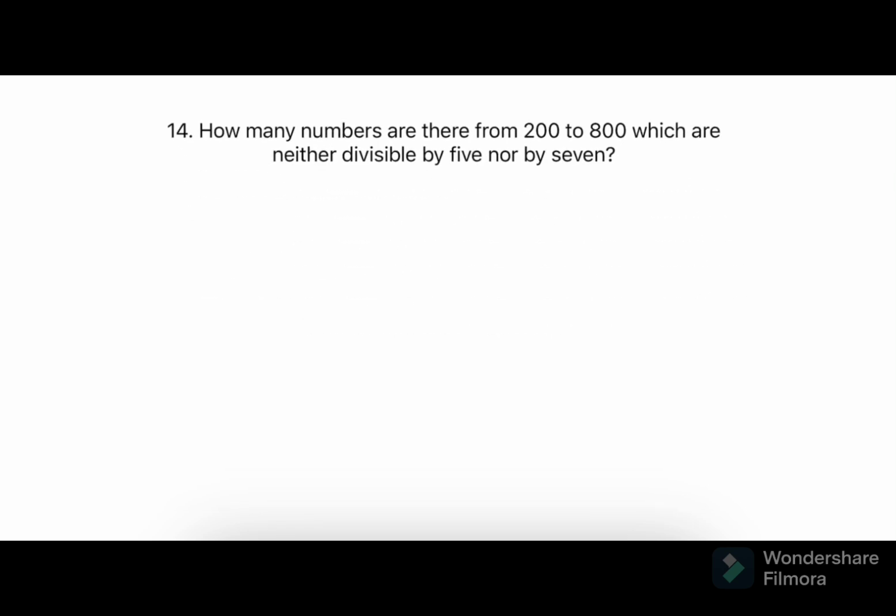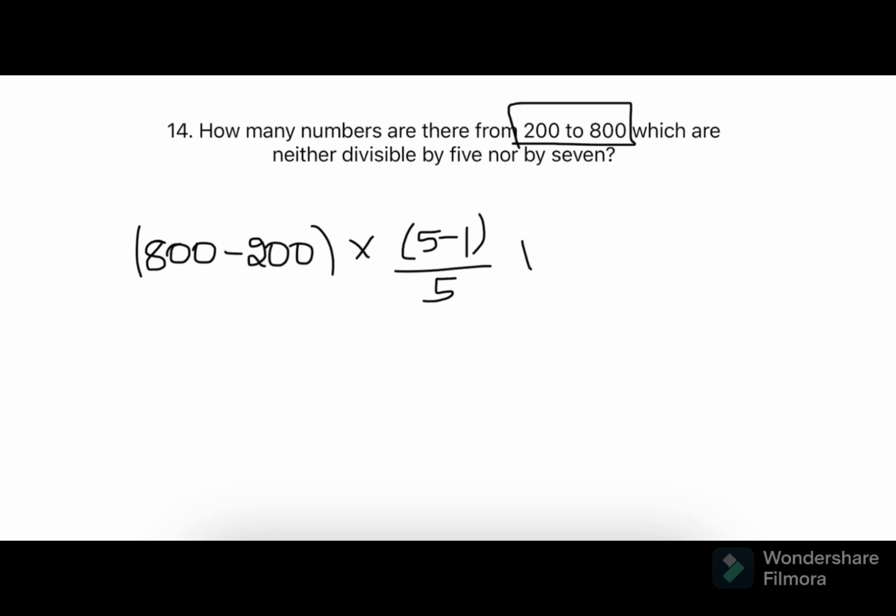Next, question number 14. How many such numbers are there from 200 to 800 which are neither divisible by 5 nor by 7? This is one of the UPSC Civil Service Exams previous year questions. So let us solve this. Whatever range they have given, we need to take the difference of it first. So it is between 200 to 800. So I take 800 minus 200. Now we want those numbers which are neither divisible by 5 nor by 7. So what we write is 5 minus 1 divided by 5 into 7 minus 1 divided by 7. We just have to simplify this. So when we simplify, what do we get? 600 into 4 by 5 into 6 by 7.